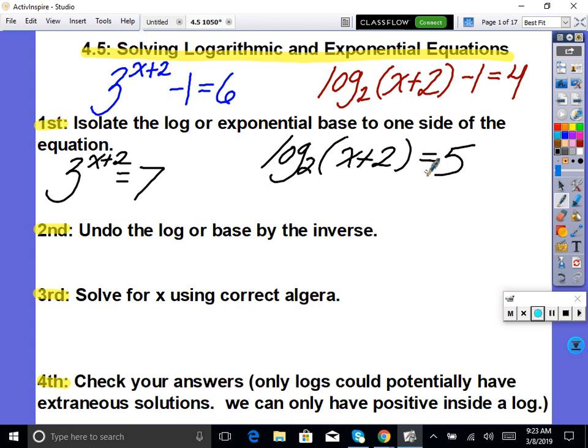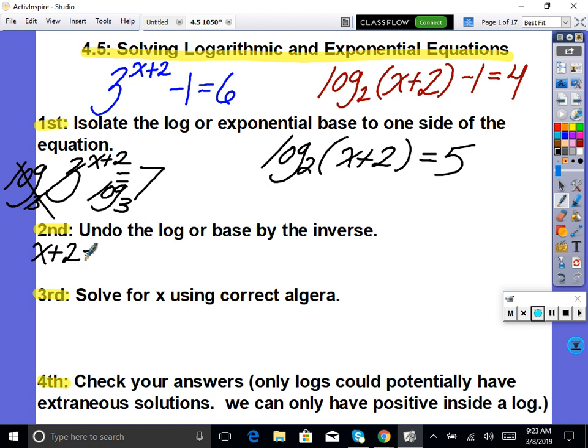Alright, second step is to undo the base or logarithm by applying the correct inverse. So just a reminder, we can't divide by 3. That's not what undoes a base 3. What undoes base 3 is log base 3, right? Log base 3 both sides. So log base 3 and base 3 undo each other because that's what inverses do.